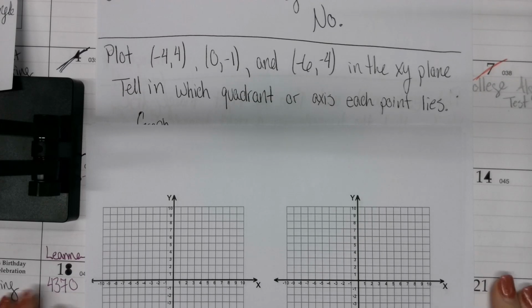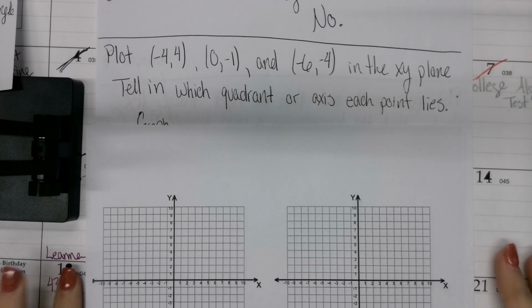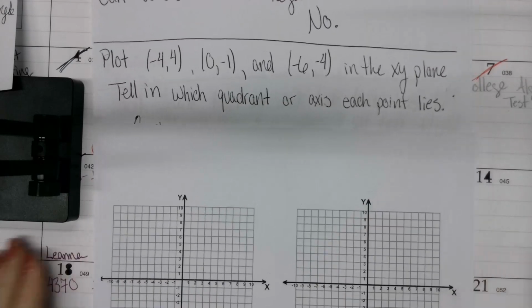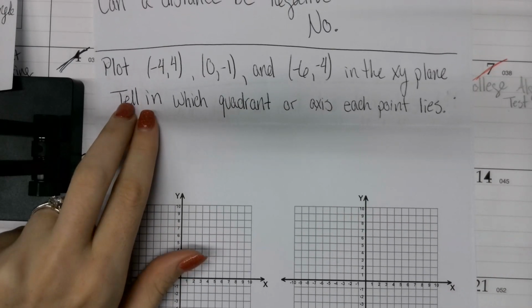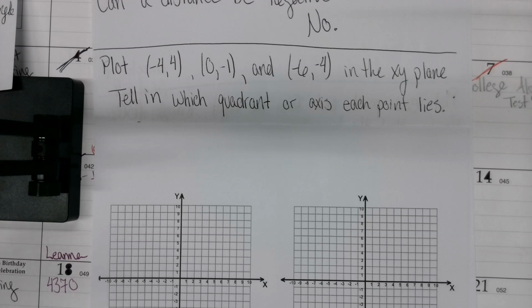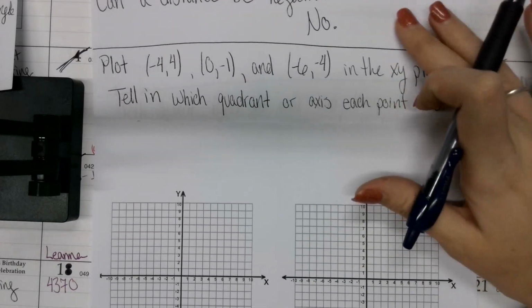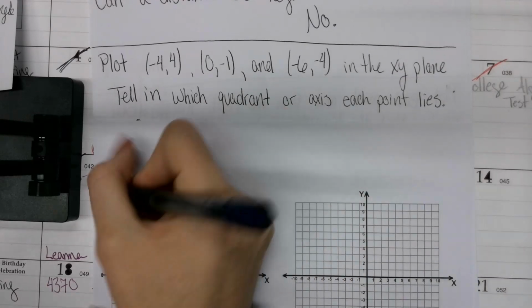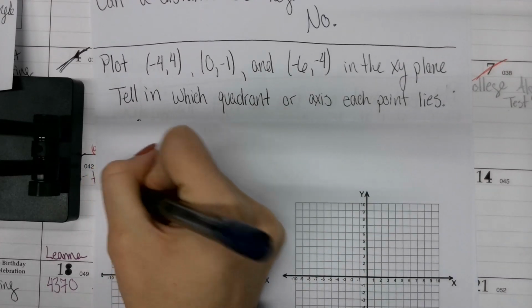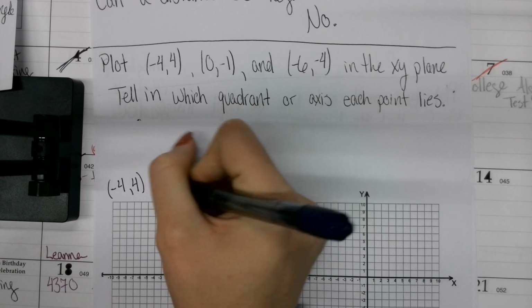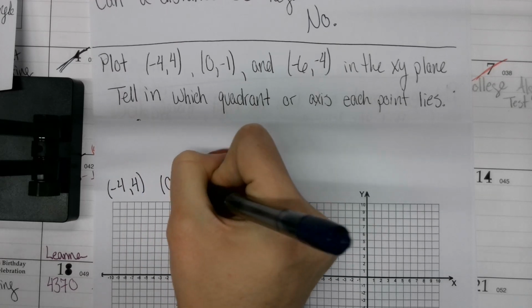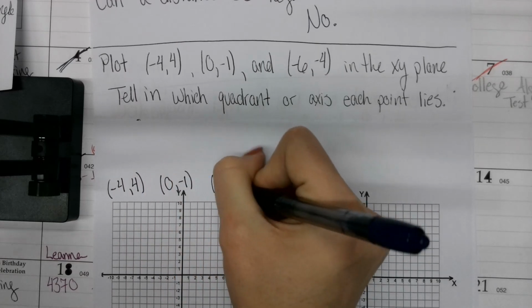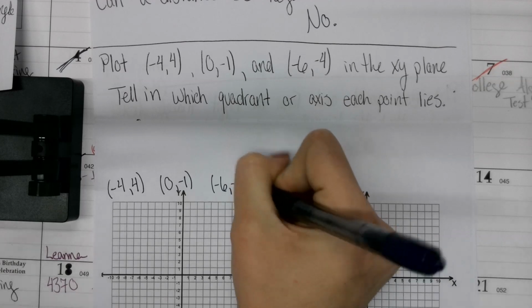Okay, so the next one, and this may be really elementary to some of y'all, but they want us to plot these points, and they give us points, and they want us to tell them which quadrant they're in or the axis each point lies. So I'm going to rewrite my points real quick so that you can see the full graph. So we have (-4, 4), (0, -1), and (-6, -4).